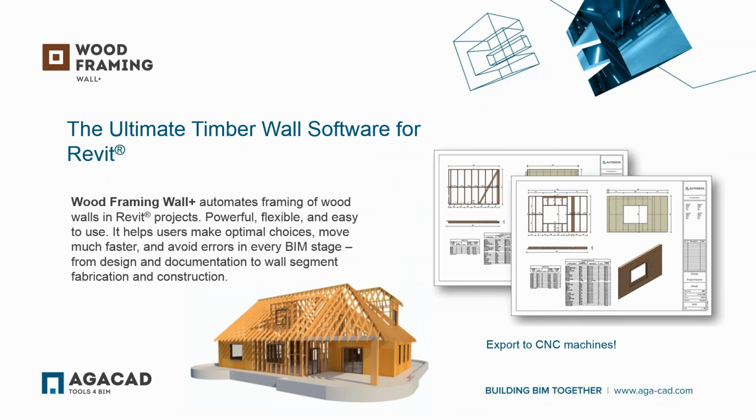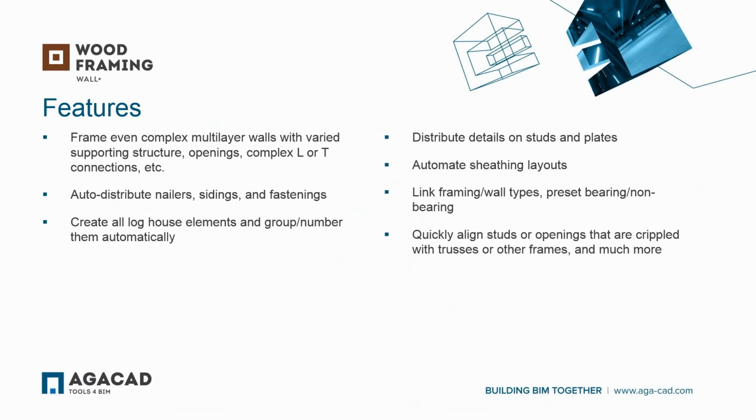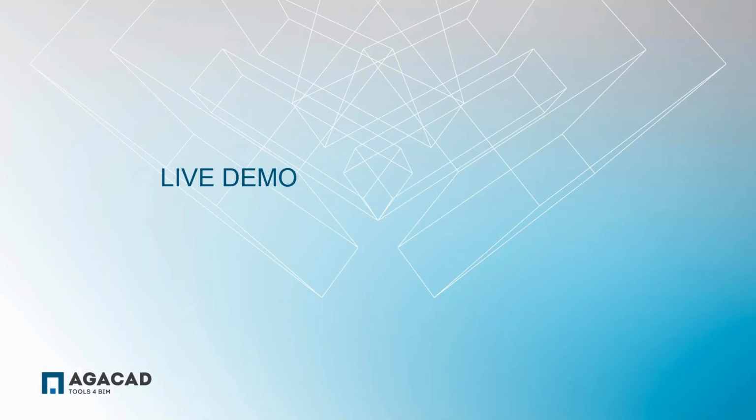So in general, our Wall Plus automatically makes the wooden frames on the walls which come from your Revit project. And the main Wall Plus feature is that you can create really complex multi-layer walls with various supporting structures, openings, connections. Then you can distribute nailers, sidings and fastenings. Then you can even create a log house. Then you can distribute different details and then make shop drawings and so on.